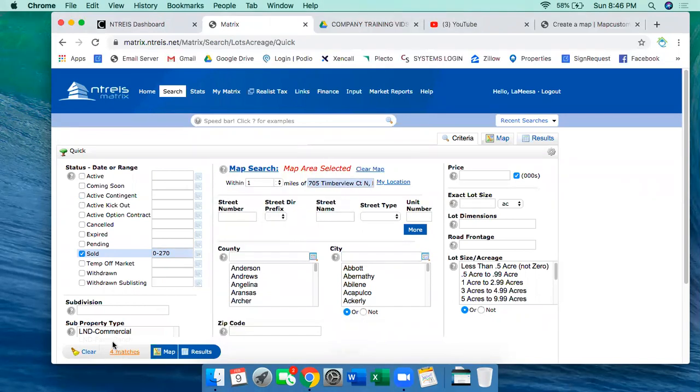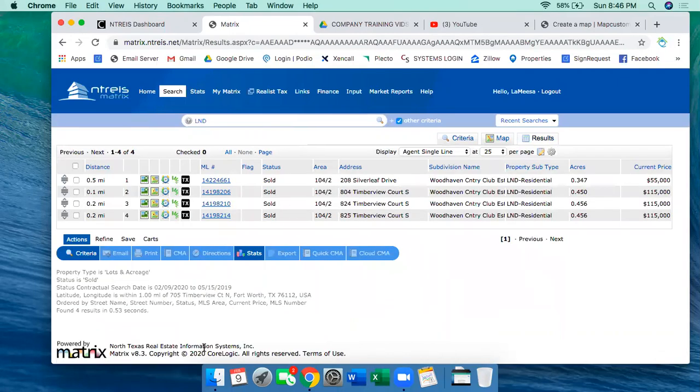Looks like there's 4 matches that came up. Now we're gonna look at the results. The first thing you always wanna pay attention to when comping properties is residential versus commercial. Commercial properties only comp with commercial properties, and residential properties only comp with residential properties. When you have multifamily lots, that same thing applies, where you're only gonna comp it to multifamily land.